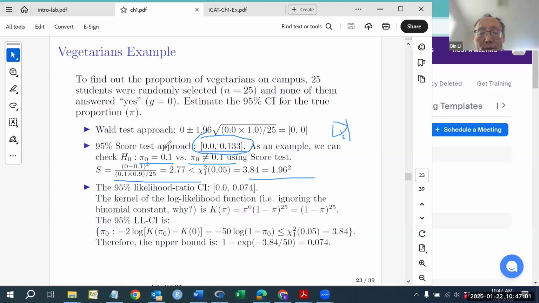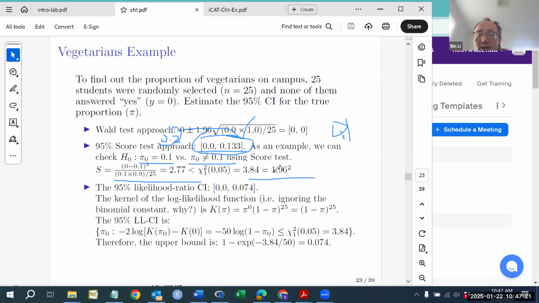So what if we test pi 0 is 0.2? Then we will reject it. Why? Because 0.2 is outside the confidence interval. So if we do the test, it will reject it. But inside it, we will fail to reject.